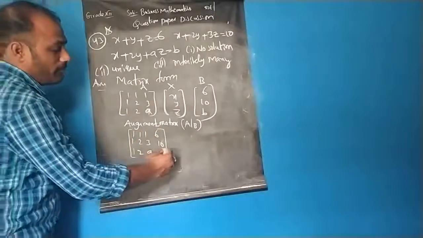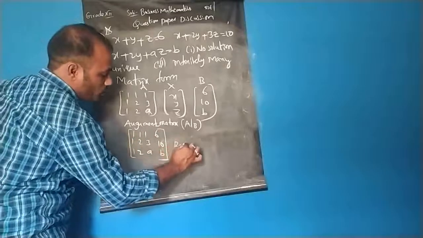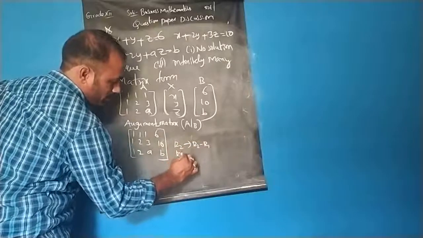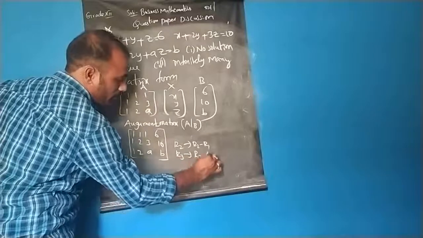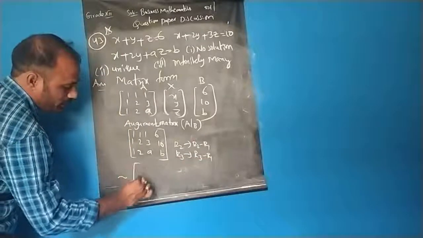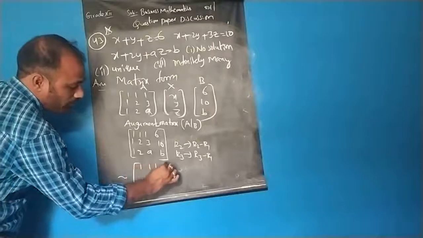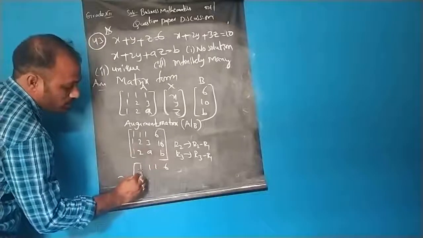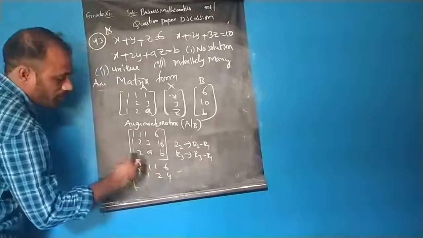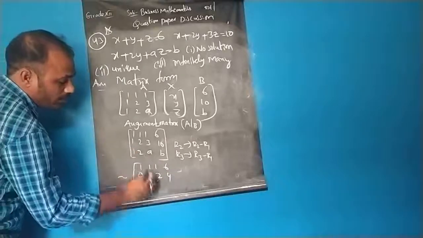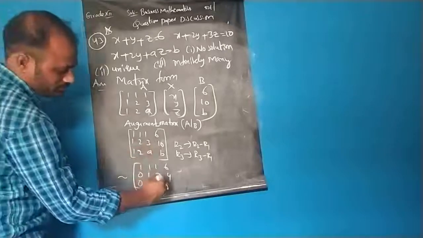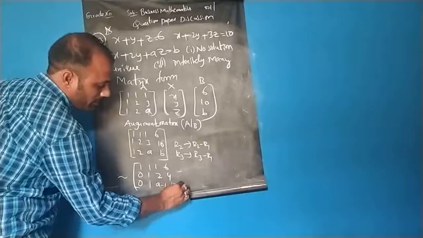So we will perform the row operations, that is R2 becomes R2 minus R1, R3 becomes R3 minus R1. So if I perform the operations, we are going to get first row as such 1, 1, 1, 6, then 1 minus 1, 0, 2 minus 1, 1, 3 minus 1, 2, here it is 4. So 1 minus 1, 0, 2 minus 1, 1, here it is a minus 1, here it will be b minus 6.